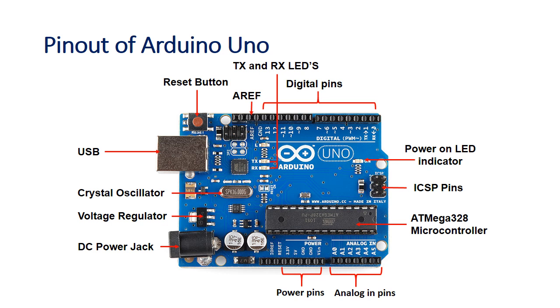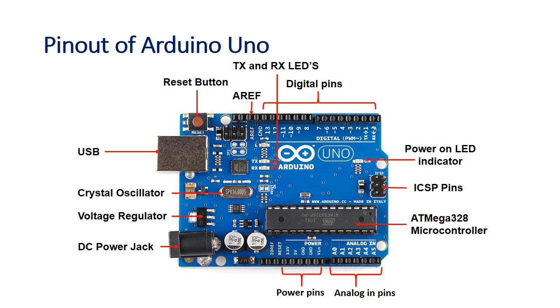This is the USB port, and this USB port is used for programming the Arduino and doing the serial communication with any other device. So here we can connect a USB cable, and the other end of the USB cable will be connected to the PC, and through the Arduino IDE we can program this board. This is the reset button. This reset button is basically used to reset the Arduino. This is the analog reference pin, basically used for analog related operations.